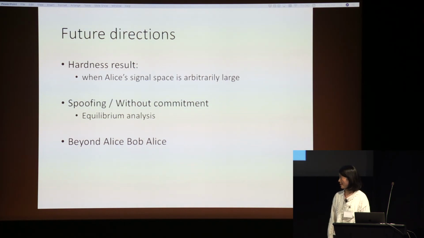Another direction is going beyond the Alice-Bob-Alice case. I hope the information-theoretic view of the prediction market can help. Take a very simple case: if Alice is the expert who actually knows the final result, how should she maximize her expected payment? That is not the Alice-Bob-Alice case; that is Alice with all other agents in the prediction market.